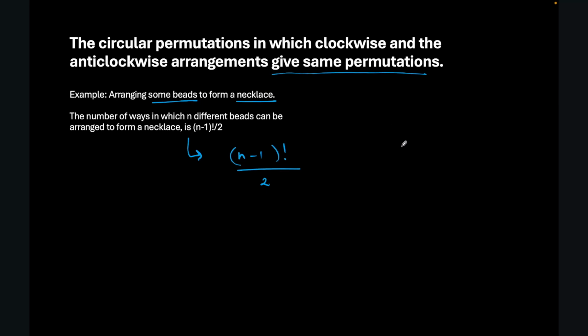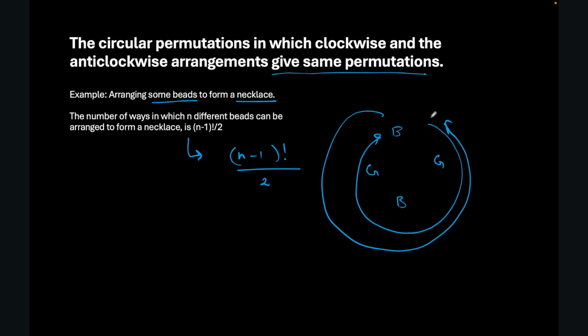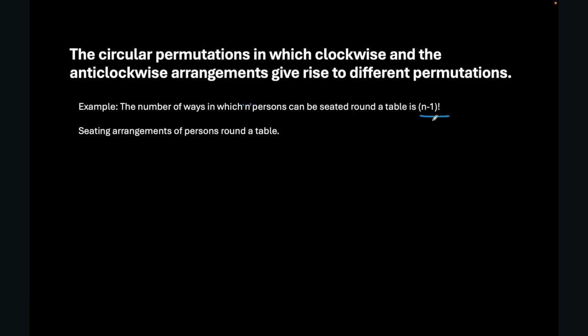If I had to show an example, let's say we're making a necklace of beads. We have blue, green, and blue, green. Now if we go clockwise or anti-clockwise, it's essentially the same thing. It's the same arrangement. That's why I'm dividing it by 2. But in the previous slide, we just keep it as n minus 1 factorial because clockwise and anti-clockwise arrangements give different permutations. That includes people, and any sort of things which can be distinguished from one another.